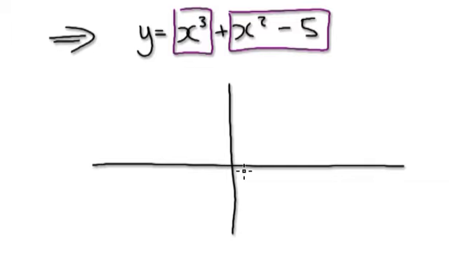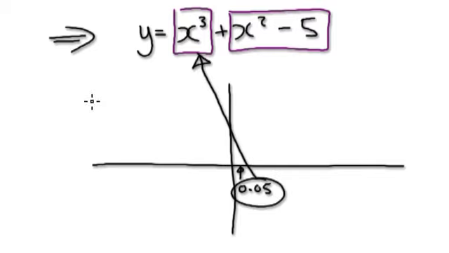Let's investigate what happens when x is small. Now let's say x is 0.05, it could be anything small. So around this region here, when x is small, let's see which term would dominate. So let's put 0.05 into this. Here we've got 0.05 times 0.05 times 0.05.